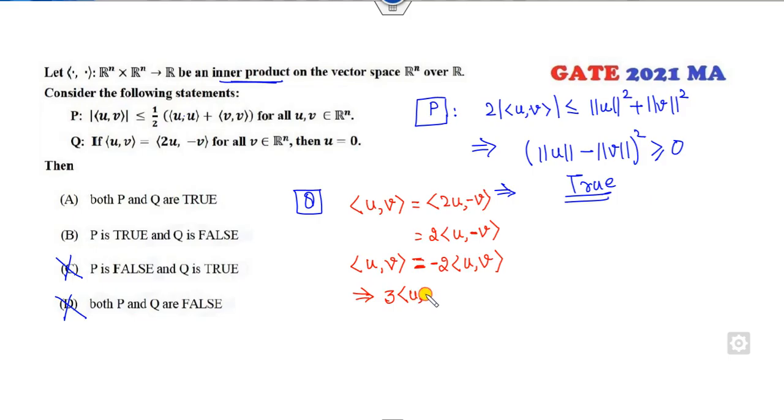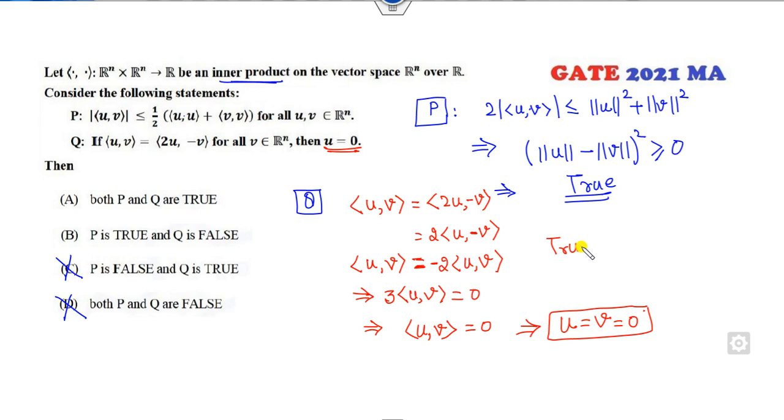So what is the meaning of that? 3 times U comma V is my 0. So what is the meaning of that? U comma V will be 0. So when it will be 0, that only means V is 0. Again this is my correct statement. So both P and Q are my correct statements. These are the standard results of this.